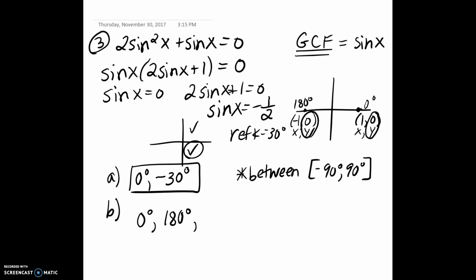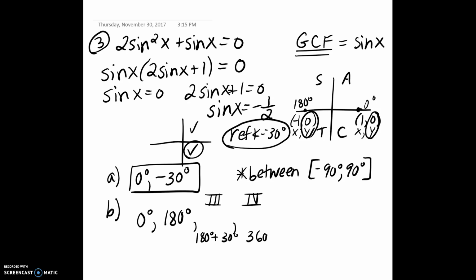And then sine is negative. All students take calculus in quadrants 3 and 4. But we want those answers to be between 0 and 360. So for quadrant 3, we're going to take our reference angle and add to 180. And for quadrant 4, we're going to subtract from 360. So I'm just writing that underneath. You don't need to put that information in there. All right, and those are all your answers.